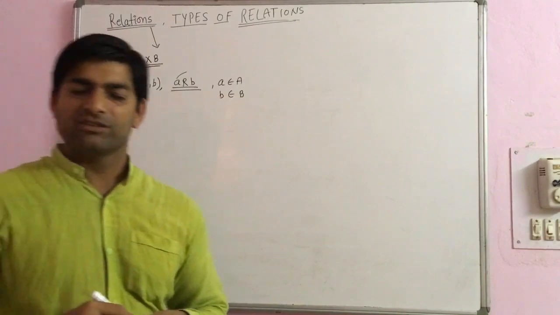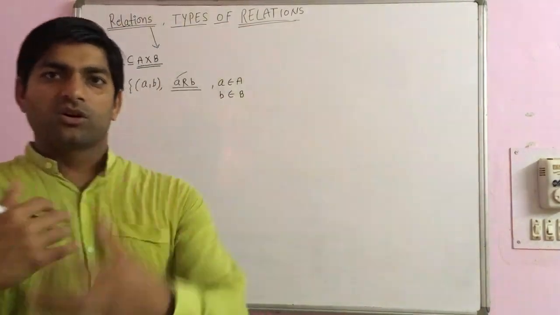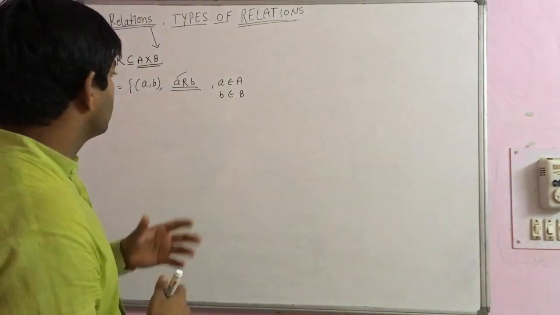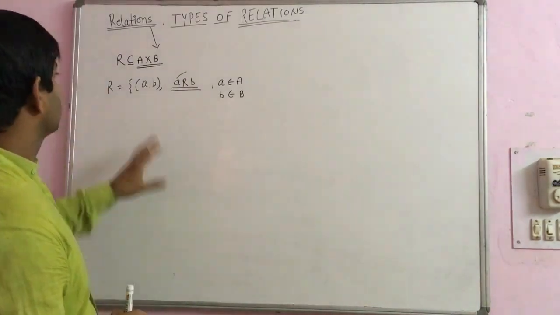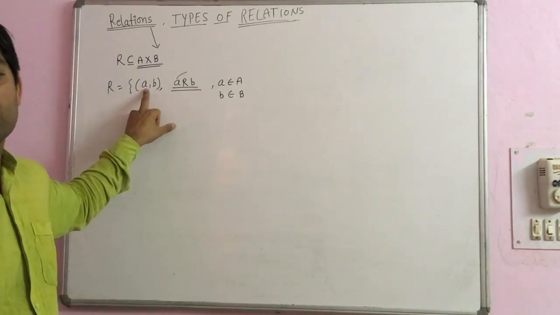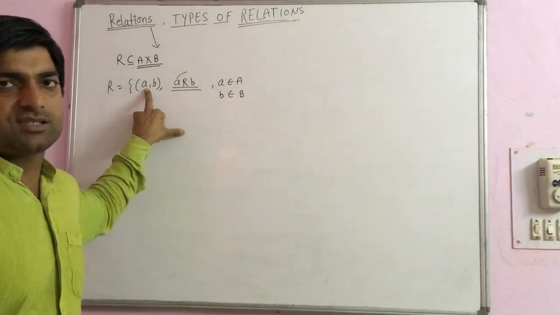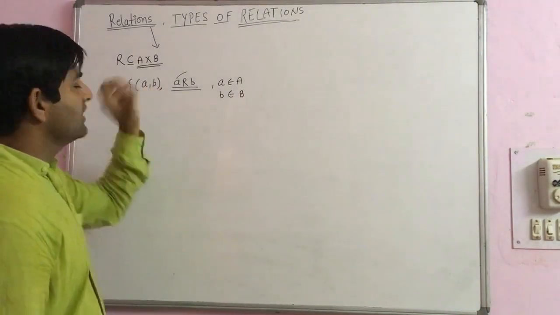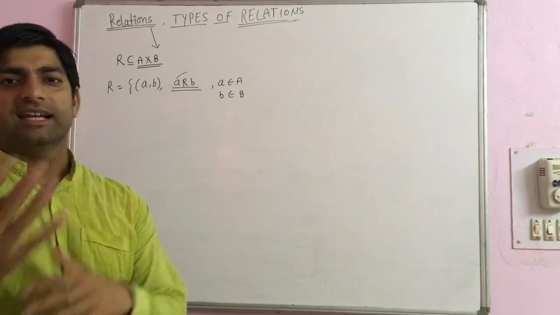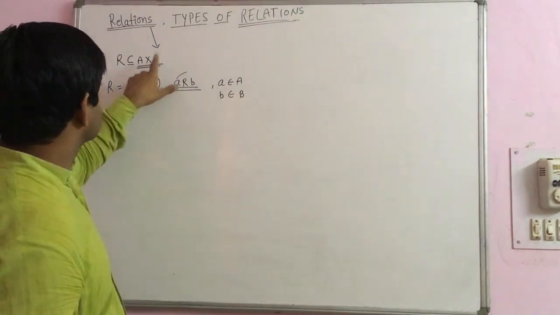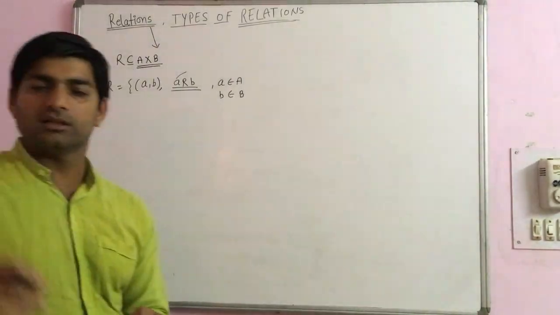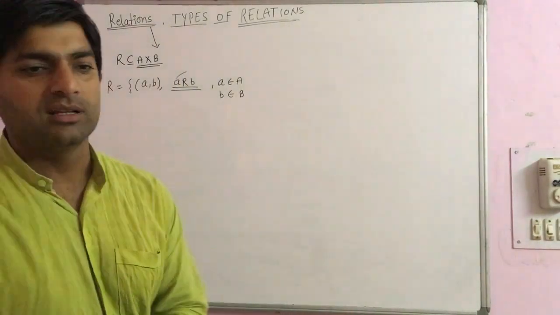And of course in 11th class you all are very clear about what is domain, what is range, what is codomain. So domain is the set of all first elements, and the set of all second elements is known as range, and this set is known as codomain. Now let us take an example.